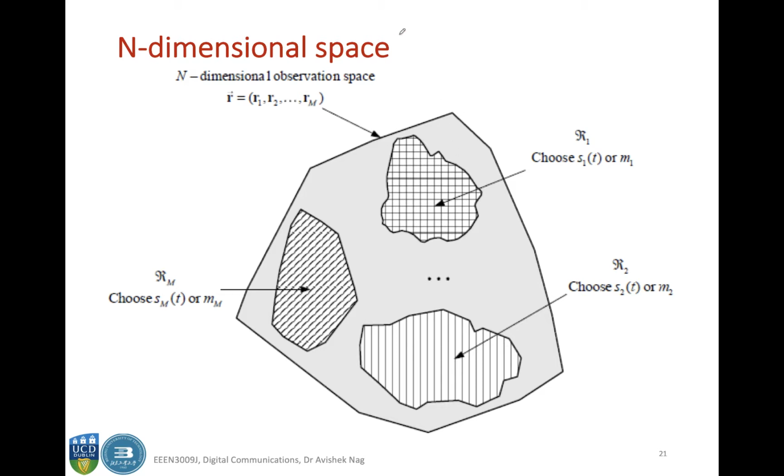So just for the sake of your understanding, imagine that this N is 2, so you are seeing a 2D space here, and you can divide this 2D space into M regions, so R1, R2 up to RM, and if your received signal with all its components falls into one of these regions, then you take a decision in favor of that particular signal. So if R1 is the region where your received signal is falling, then you choose S1(t). If R2 is the region where your received signal is falling, then you choose S2(t). Similarly, if your received signal is in the region RM, then you choose SM(t). Okay.